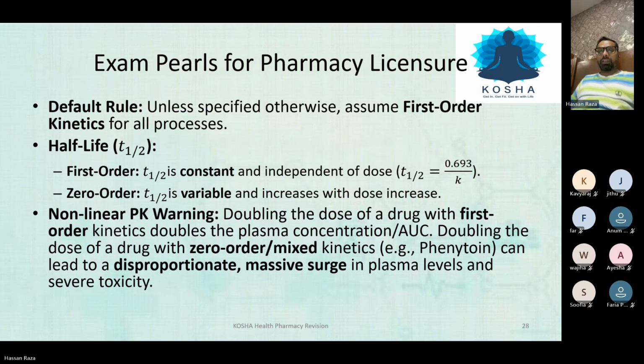Okay. Now you need to memorize this. Generally, our body follows first order absorption, distribution, metabolism, and elimination. There are, however, instances where drugs also follow zero order kinetics, but unless it is written in your drug manufacturer's label that it is zero order, you have to presume that the drug will follow first order kinetics.